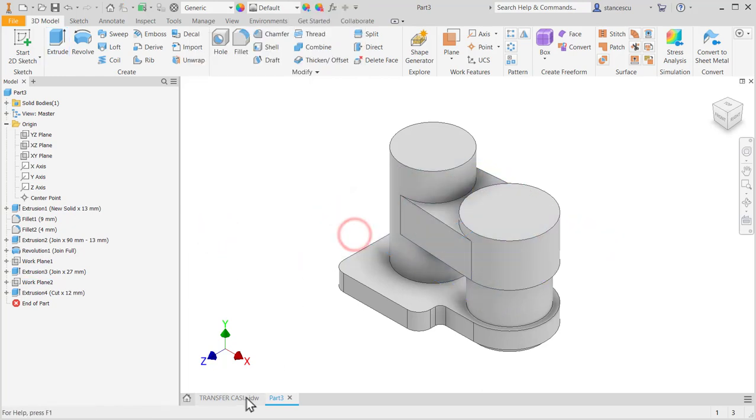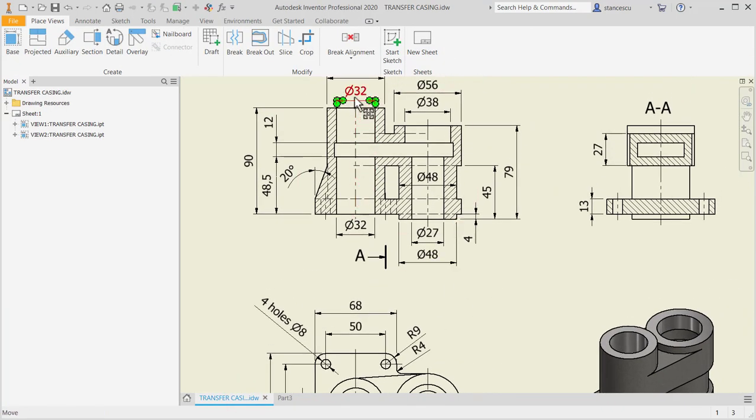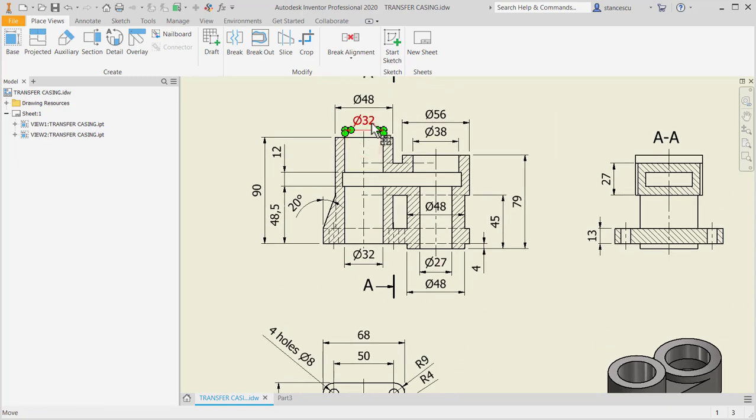Visibility. Now, a hole of 32 and another one, a counter bore with 38, 27, and the distance to here, which means 79 minus 4 minus 48.5.